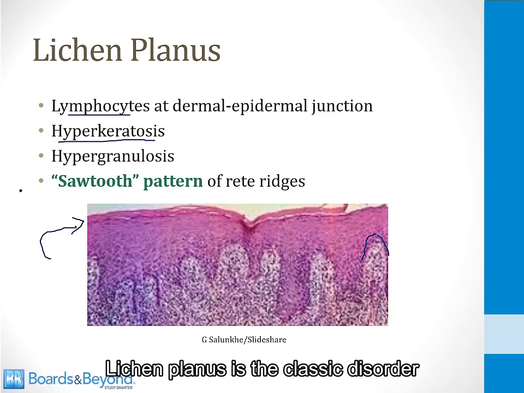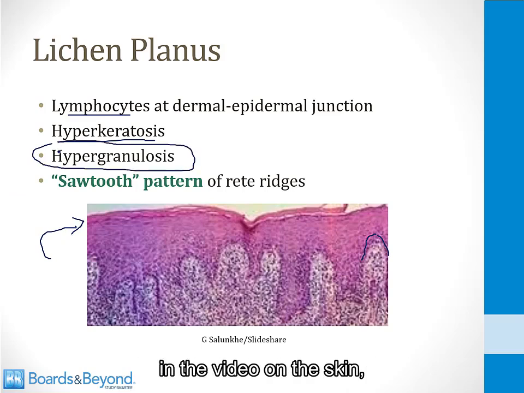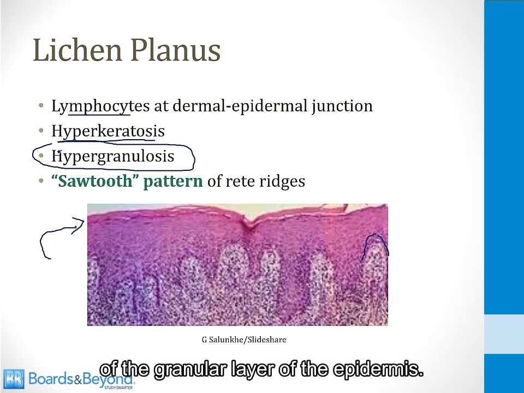Lichen planus is the classic disorder to cause hypergranulosis, and I talk about this in more detail in the video on the skin, but hypergranulosis is increased thickness of the granular layer of the epidermis.